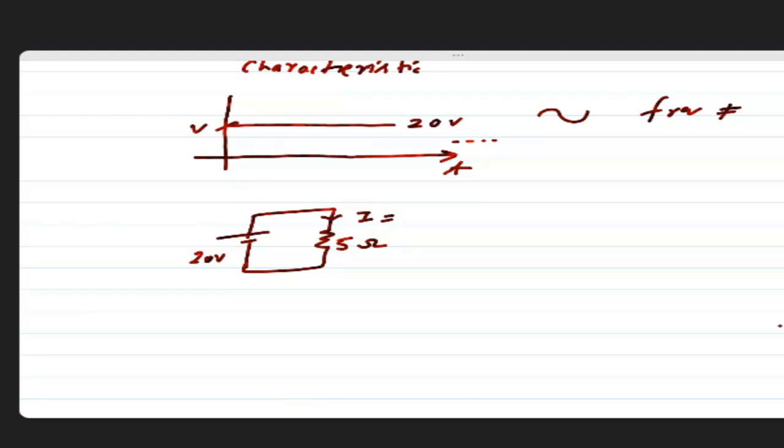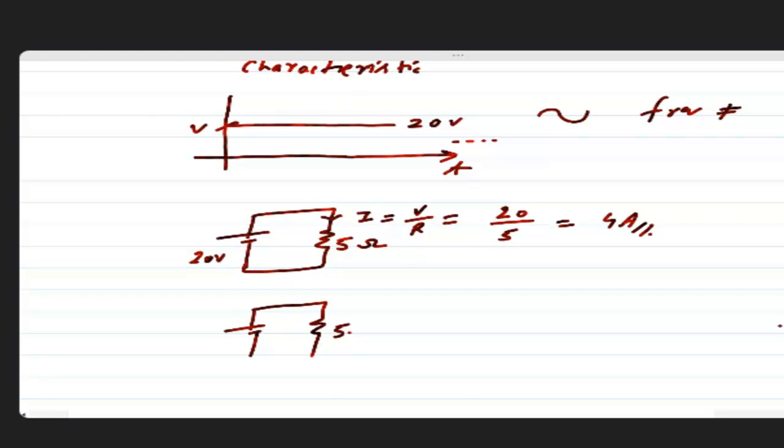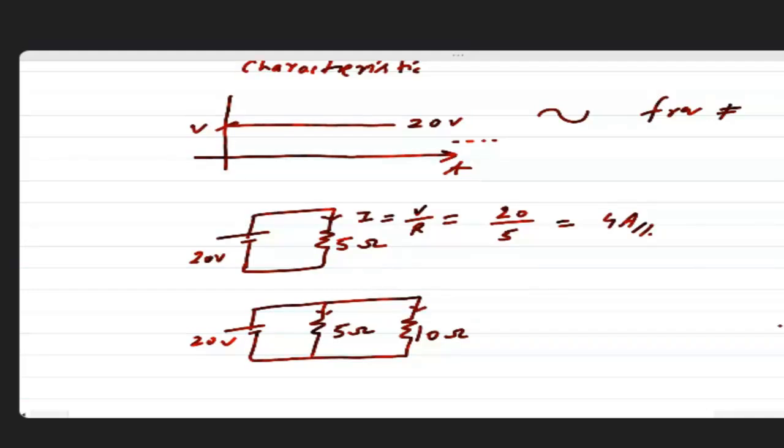So I is equal to V upon R, and the voltage is 20 and the resistance is 5, so definitely the current will be 4 ampere. Now let us extend this question. This is a 5 ohm resistor, and this is, let's say, a 10 ohm resistor, and the voltage source is the same. So what should be your strategy for solving this question?